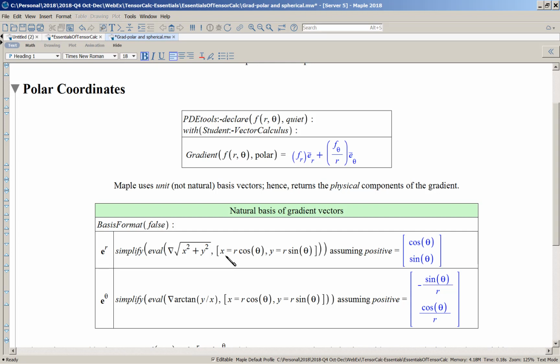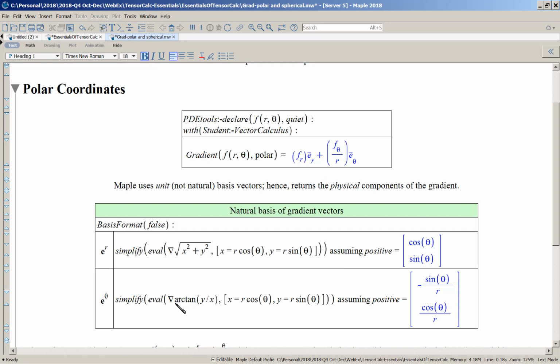So this takes the gradient, and I'm switching back from x and y to r and theta. That's what the eval does, makes the substitutions. And I'm doing a simplify where Maple will not know that r is to be considered positive, so that's what the assuming positive says, and I get this vector. Now this is a unit vector, so this and that agree.